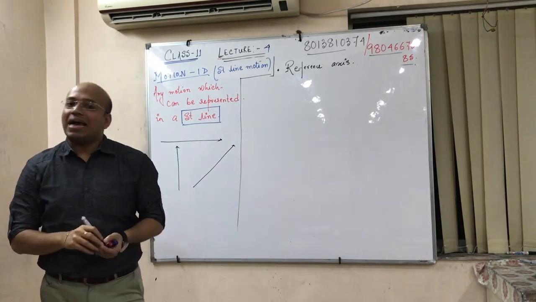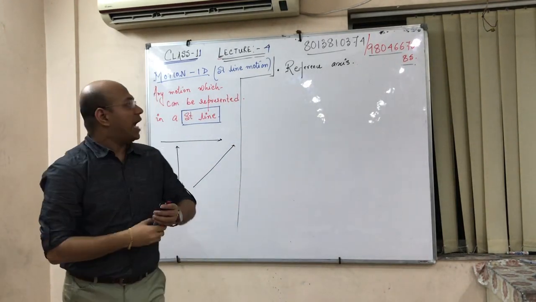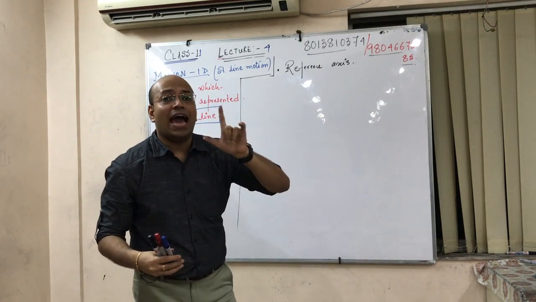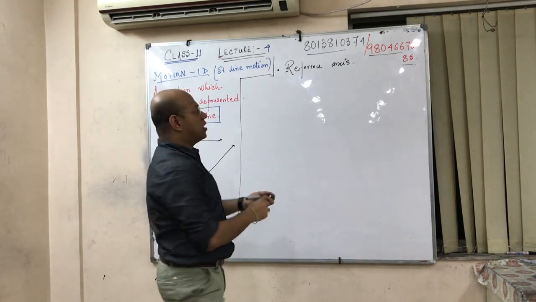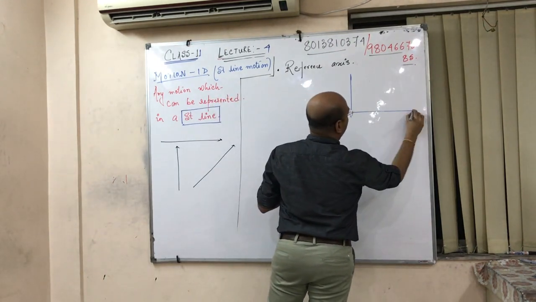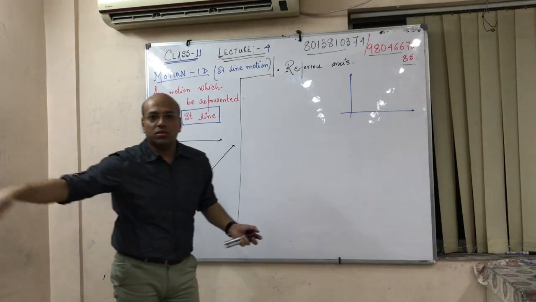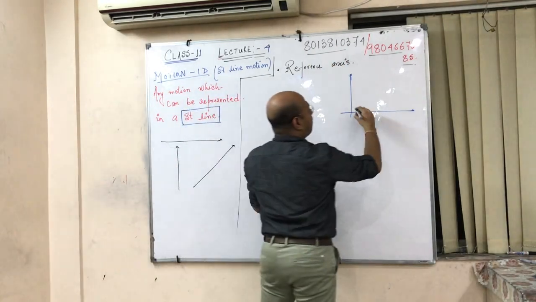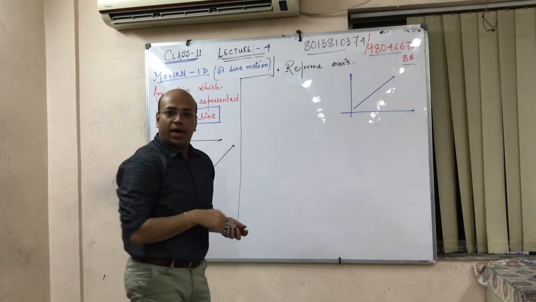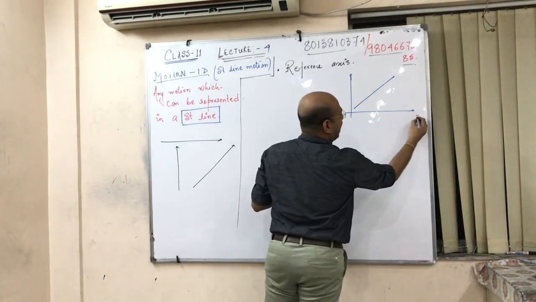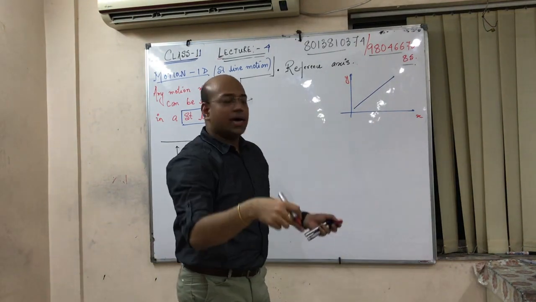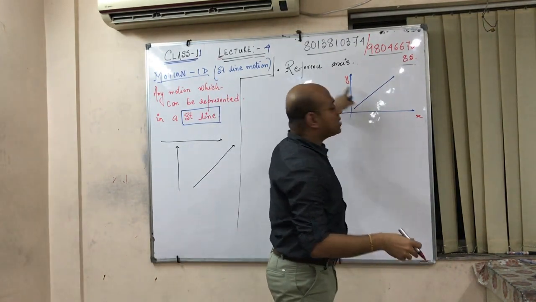What is a reference axis? Reference axis can be your x-axis, can be your y-axis, or any axis of your choice. Any axis. Suppose this is a ground, and this is a wall. A particle is moving this way. So you say, sir, this is x-axis, this is y-axis, and the particle is moving this way. So the particle motion is related with x and y?